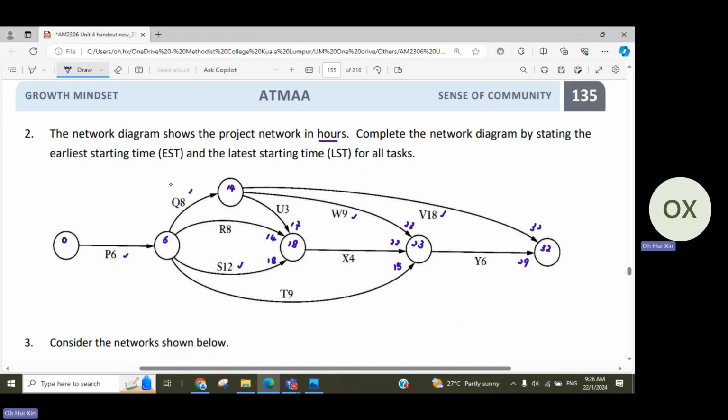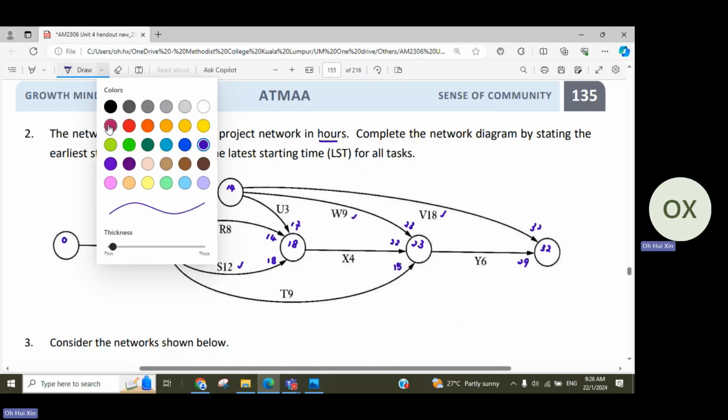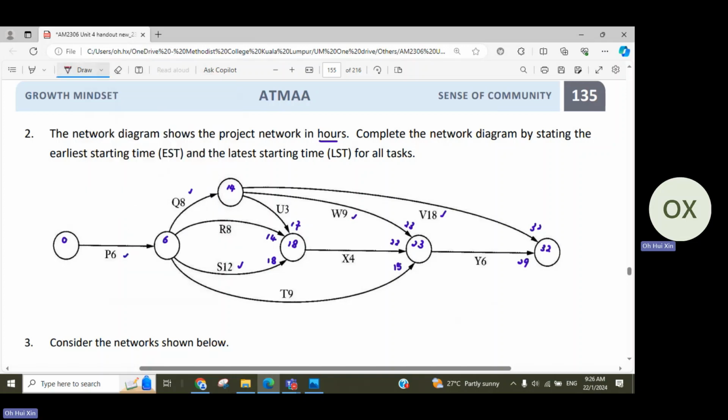So we have, okay, I'll try to put in another color so you're able to differentiate what are the numbers that I do for EST, what are the numbers that I put for LST. Okay, so for the last node, remember your LST is always the same as EST, so no need to check, straight away write 32. So looking at this node, there's only one edge going backward for this checkpoint. So that's why 32 minus 6, we got 26.